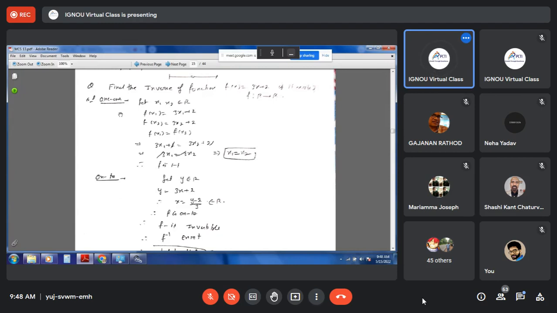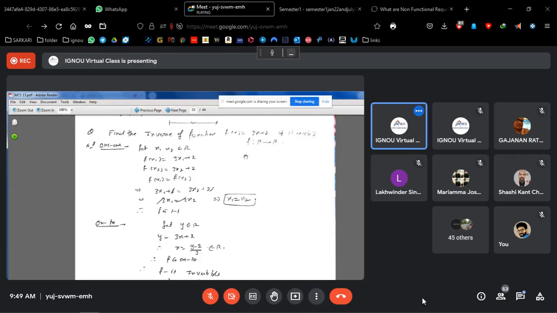What we do? We say let x1, x2 belong to R. Here R is the set of real numbers. What is the last word of this question? Find the inverse of function f(x) equal to 3x plus 2 if it exists. Exists, E-X-I-S-T. And the function is from R to R, R to R meaning it is the set of real numbers.